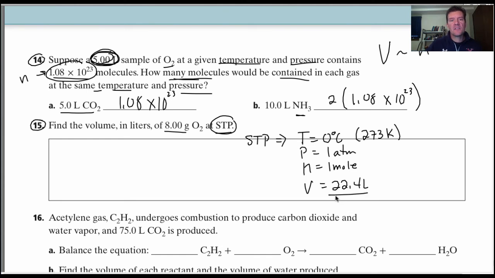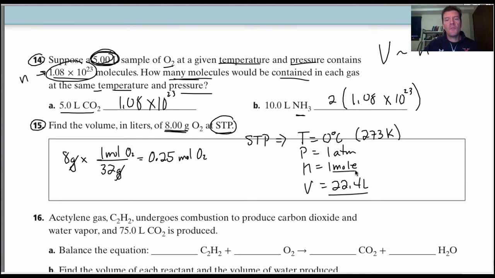Any gas. So now, we don't have number of moles, we have grams. So I need to change that 8 grams to moles. Well, the molar mass of O2 is 32. So 1 mole of O2 has a mass of 32 grams. Grams are going to cancel. And this is 8 divided by 32, or 1/4, 0.25. So I have 0.25 moles of oxygen.